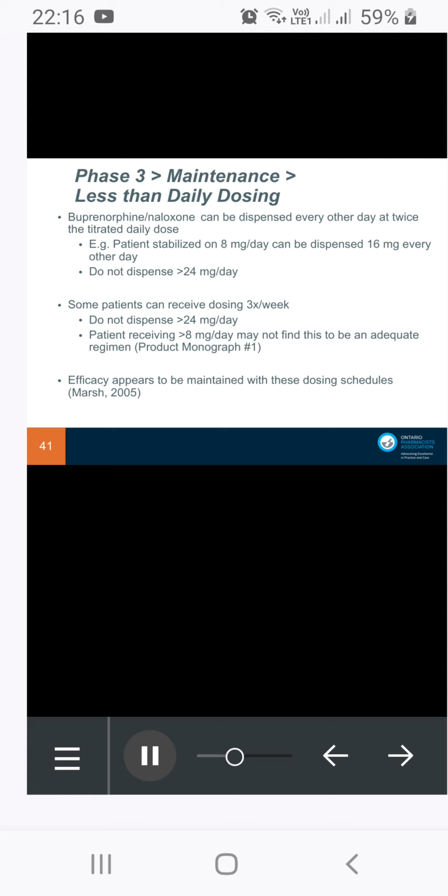Some patients are actually able to get away with dosing 3 times a week. Again, same caveat, no more than 24 milligrams each day, which means that the patient needs to be stabilized on 8 milligrams or less per day.